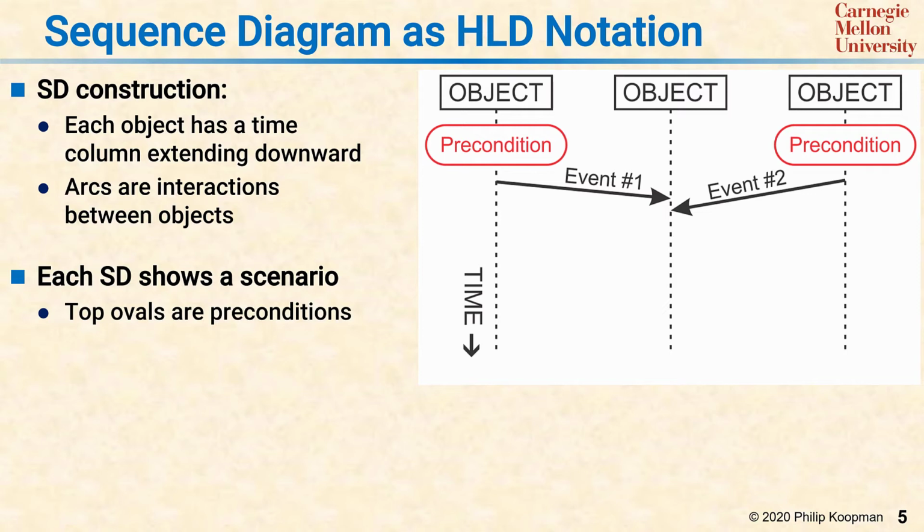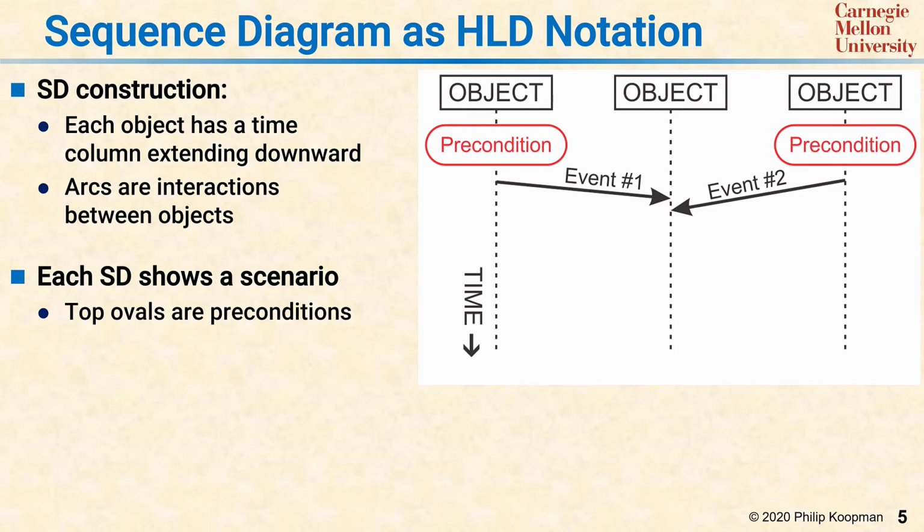There are optional ovals on the timelines. Ovals at the top are typically preconditions. What a precondition means is the following: it has to be true for this sequence diagram to apply. If it's not true, it simply means you need to go find a different sequence diagram that has all the preconditions satisfied so you know what's supposed to happen.